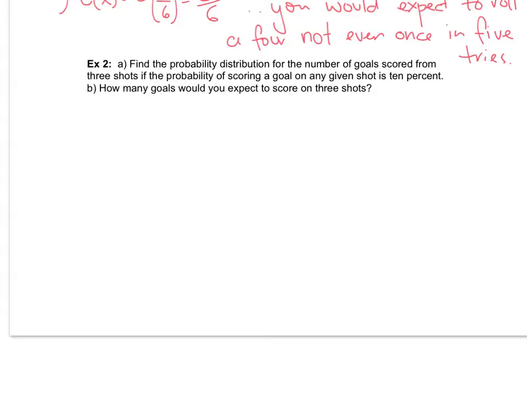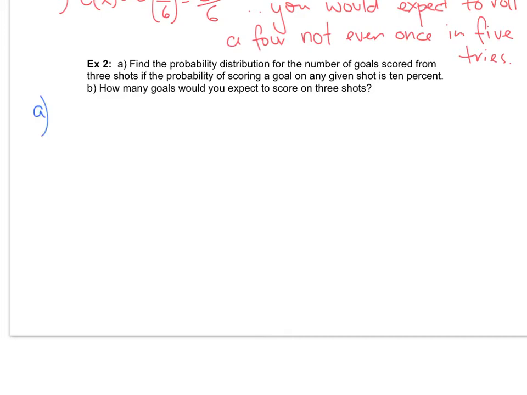Now let's go on to our second example. A little bit more complicated. Find the probability distribution for the number of goals scored from 3 shots if the probability of scoring a goal on any given shot is 10%. Now, when it asks you for a probability distribution as opposed to a probability, you're looking for every single possible probability outcome. So you get a range of answers, not just one.